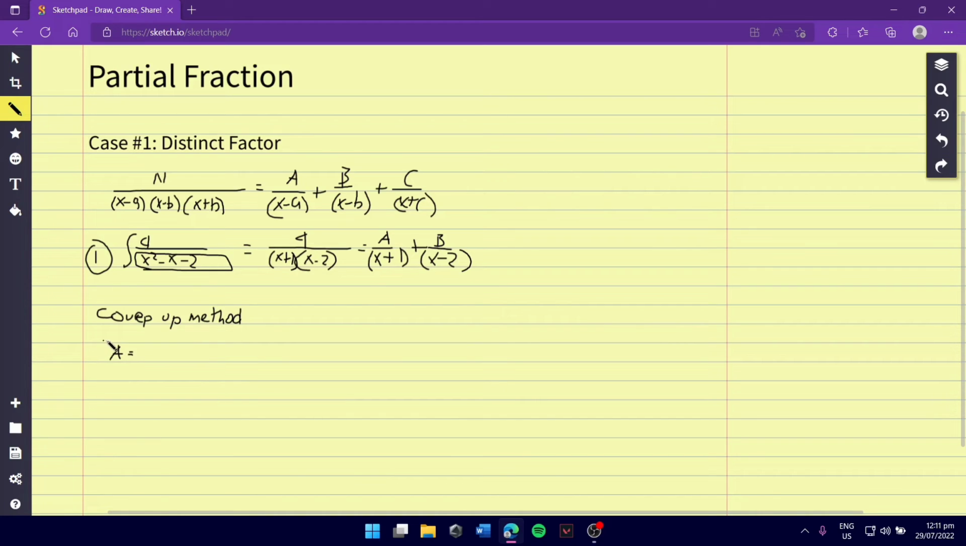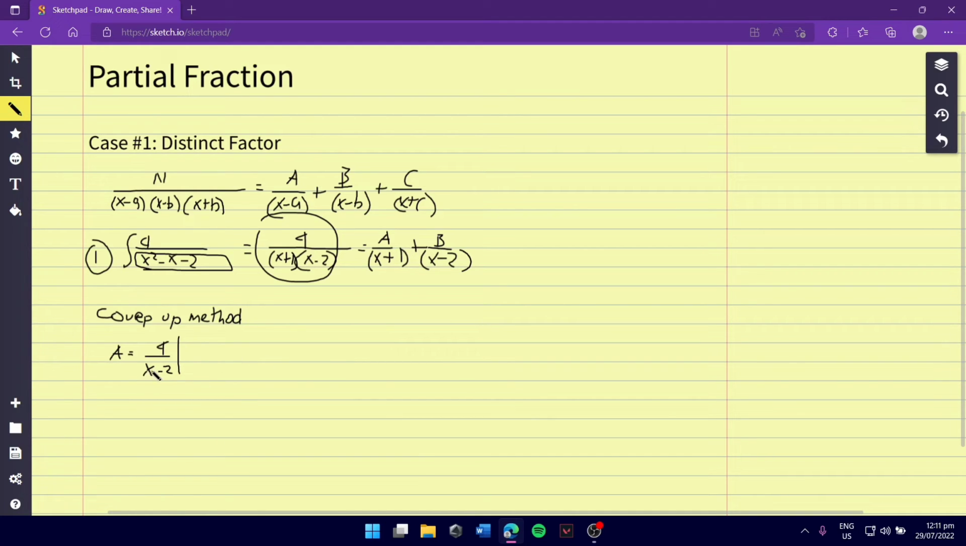So by using the cover up method, we will cover up the value of a, which is x plus 2 in this equation. So we will cover up x plus 1, so this term will be left. So this will become 4 over x minus 2, right?